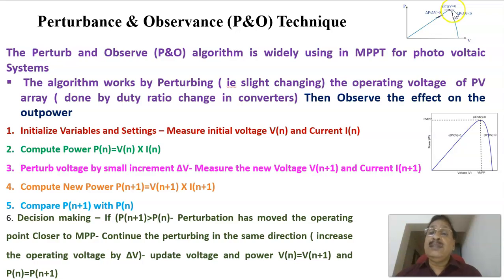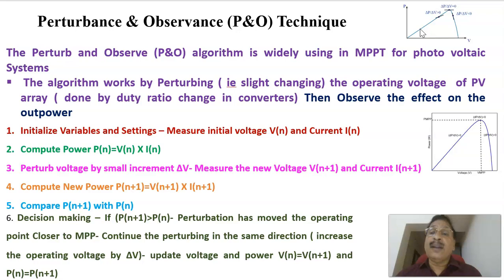Therefore, we are going to identify where the change in power divided by change in voltage equals 0. That is the maximum power point. For that, we take an operating point somewhere, anywhere, and we apply a certain disturbance to this point.